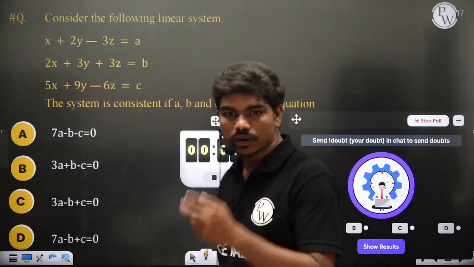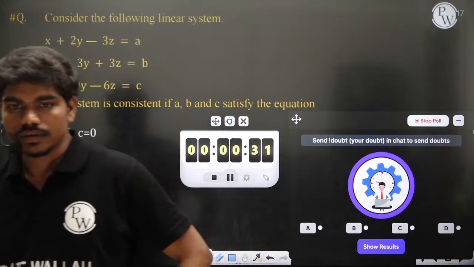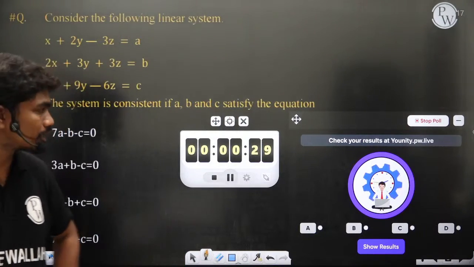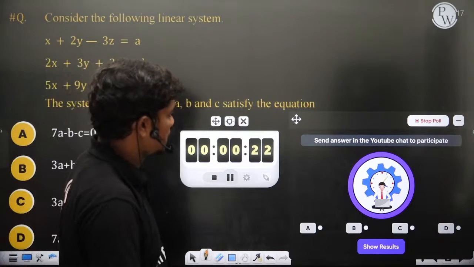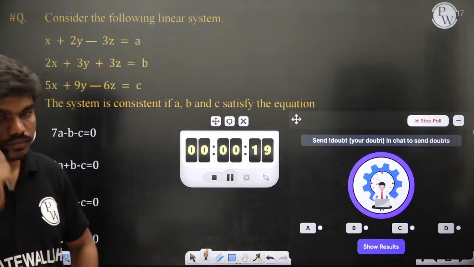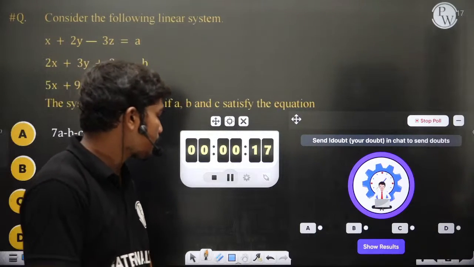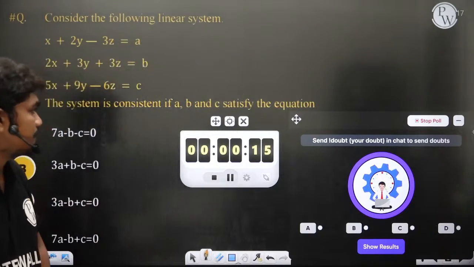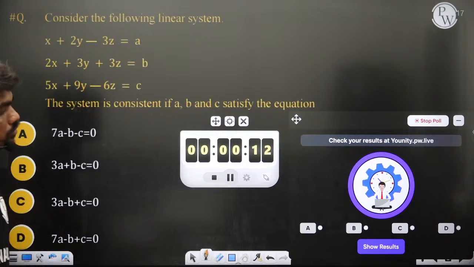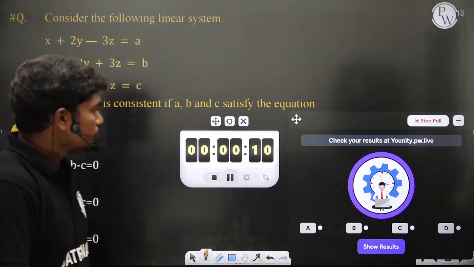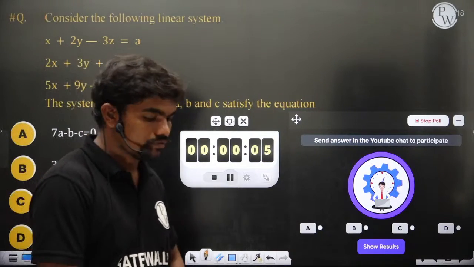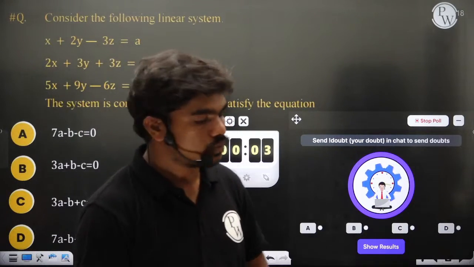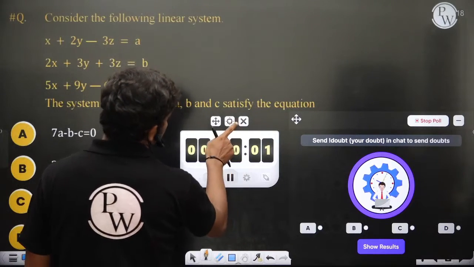Last 30 seconds. Do it quick. B is coming. Yeah, I think B should come. Correct. Eight, 7, 6, 5, 4, 3, 2, 1. Okay. So I'm closing the poll, of course.